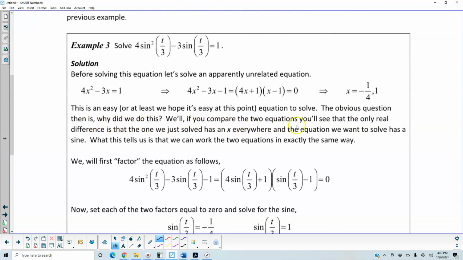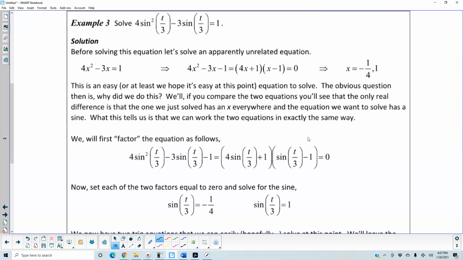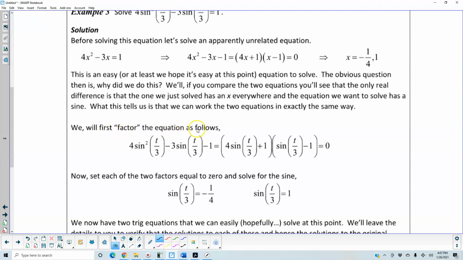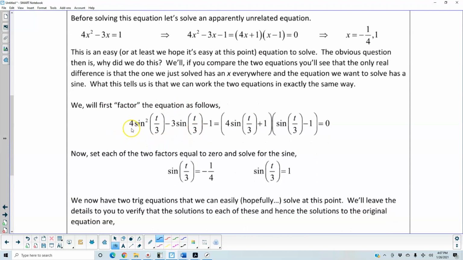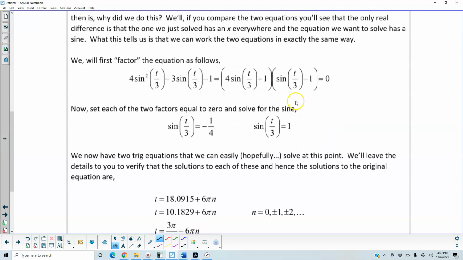Well, if you compare the two equations, you'll see that the only real difference is that the one we just solved has an x everywhere, and the equation we want to solve has a sine. What this tells us is that we can work the two equations in exactly the same way. We will first factor the equation as follows. So we have 4 sine squared t over 3 minus 3 sine of t over 3 minus 1. So we're going to factor this now to be 4 sine of t over 3 plus 1 times sine of t over 3 minus 1, which is equal to 0. And then we're going to set both of these equal to 0.